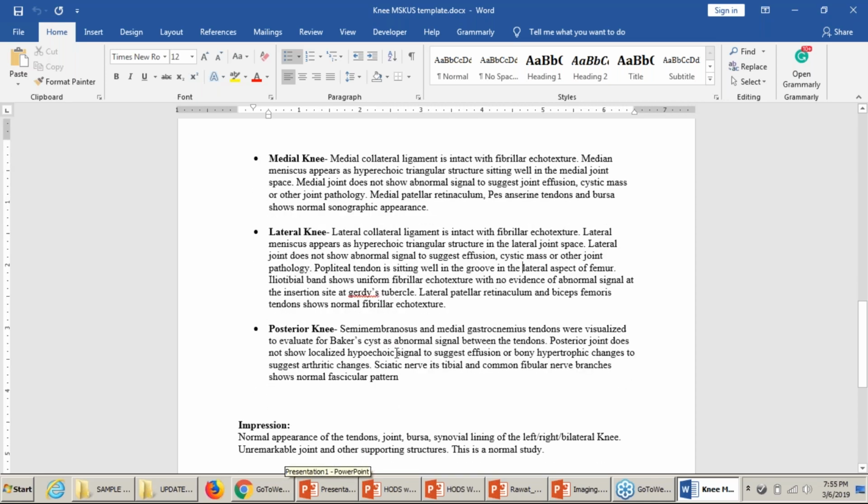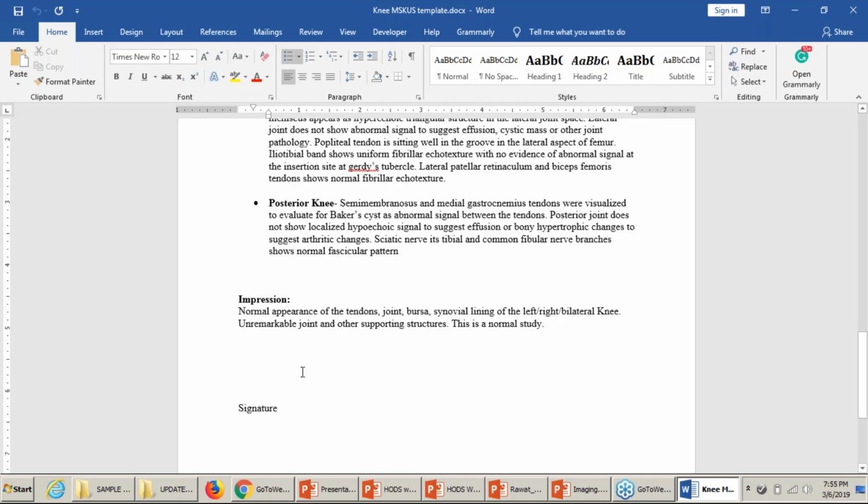On the posterior side, semimembranosus and medial gastrocnemius tendons, because this is the area where the Baker's cyst originates, between the semimembranosus and medial gastrocnemius tendons. That's where the neck or the stalk of the Baker's cyst is, so it's important to visualize that. Then you can look at the posterior joint area, sciatic nerve, tibial nerve, and common fibular nerve, if that's relevant to the exam that you're performing, and then you summarize your abnormal findings in here.